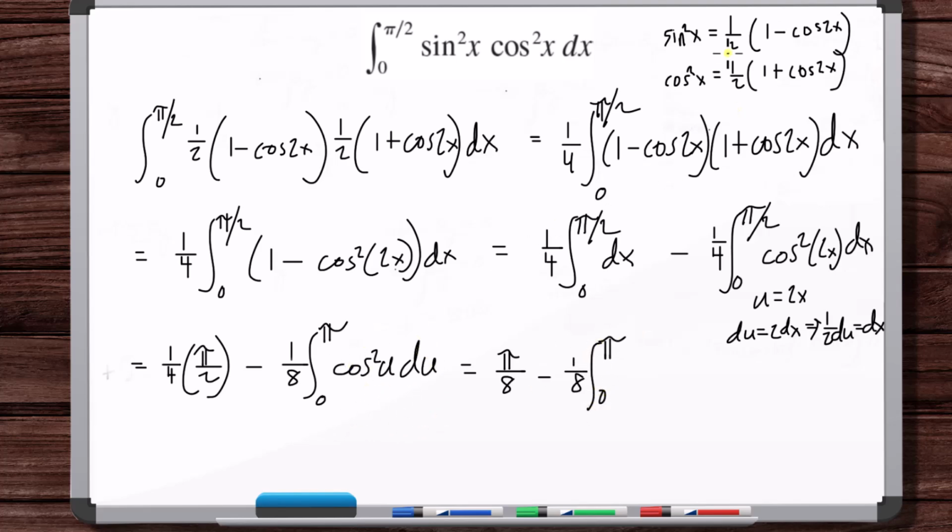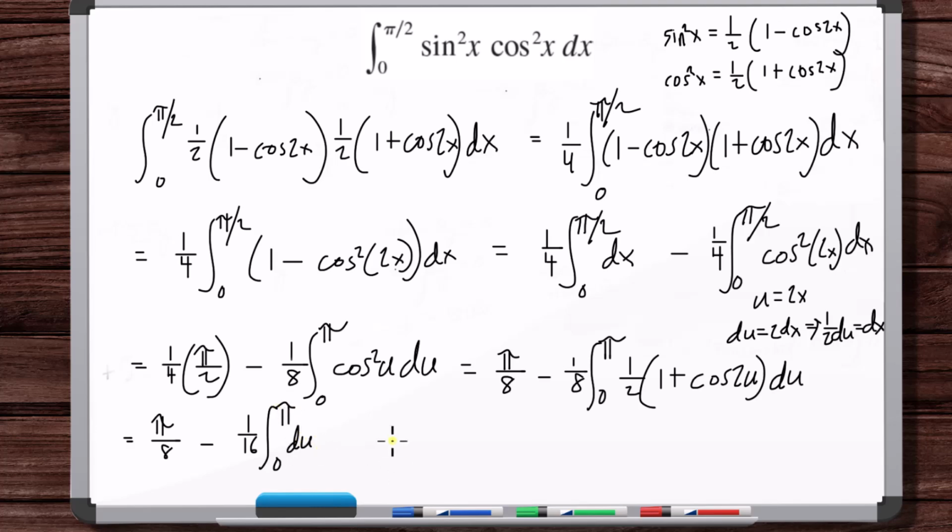And so here we need to use the half angle identity. So 1/2 (1 plus cosine of 2u). So we'll have 1/8 and then just 1/2 du. So 1/16, like that. Then we'll have another 1/2 that we can take out.